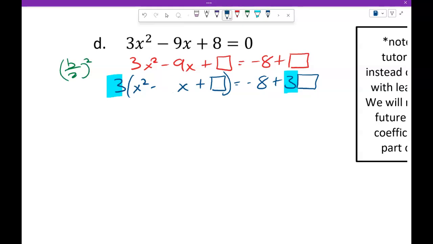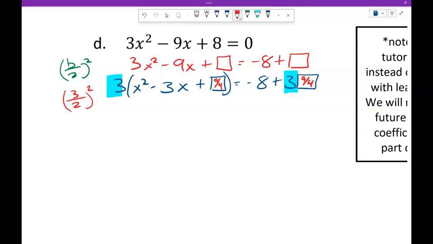Oh, I forgot to actually factor out the 3. It's a common mistake. Don't forget to double check that. 9 becomes a 3 when we factor out a 3. Our b value is now 3. 3 divided by 2 doesn't simplify, so we square it and we get 9/4.